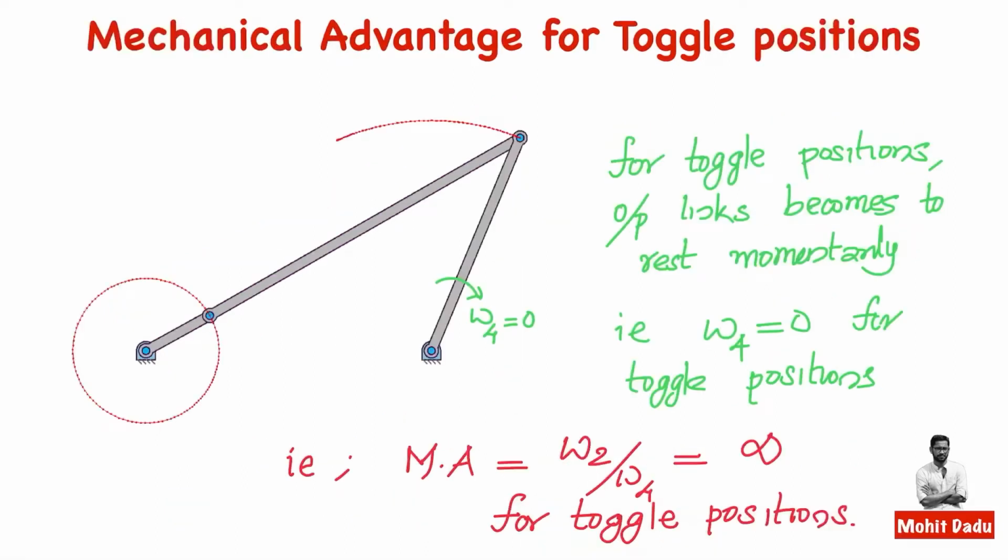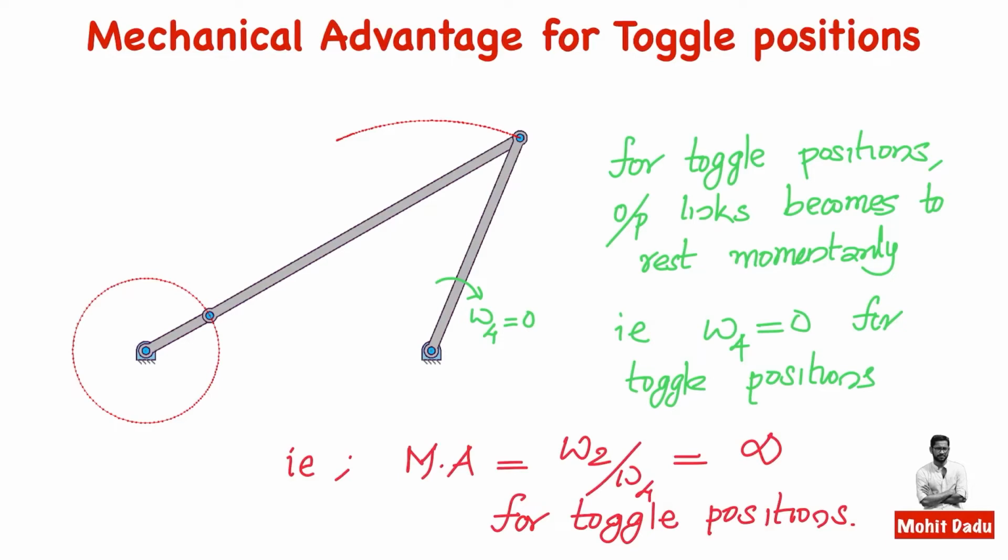If you are looking at mechanisms, toggle positions are the positions where the rocker or output link is changing its direction. So at that changing direction point, or at the toggle position, this rocker will momentarily come to rest, so at this toggle position the omega 4 value will be equal to 0. So if you look at the mechanical advantage for that toggle position, it will become infinite.